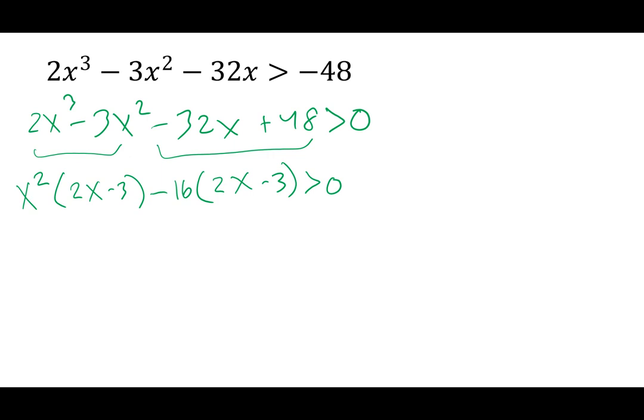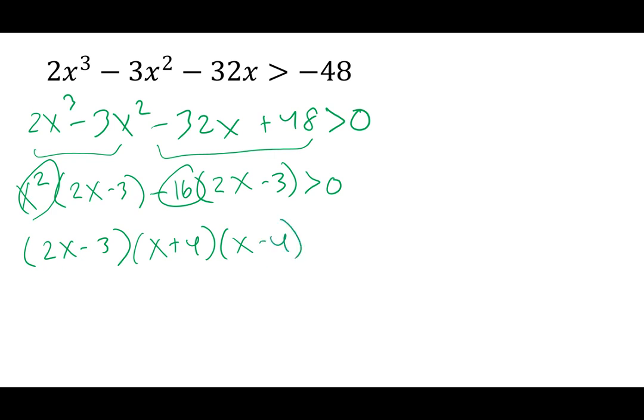The fact that I got that repeat factor is actually really good. So that's 2x minus 3. And then x squared minus 16, that of course will factor again as x plus 4, x minus 4. And this is going to be greater than 0. So once I have it factored as much as I can, I am going to solve for my x's: 3 over 2, negative 4, and 4. Again, those are what we call the critical values.